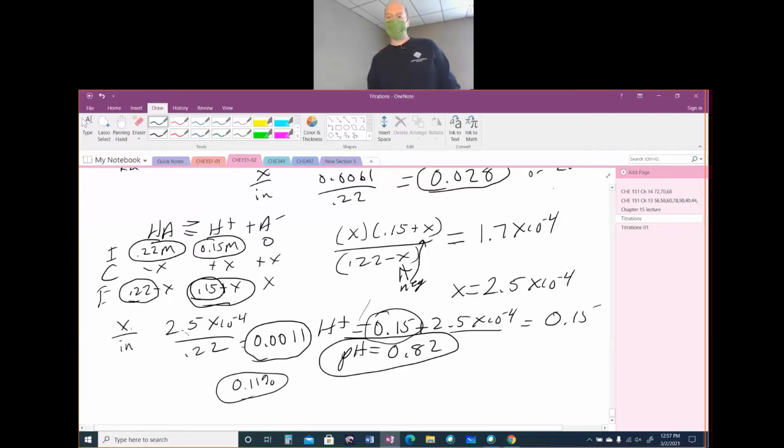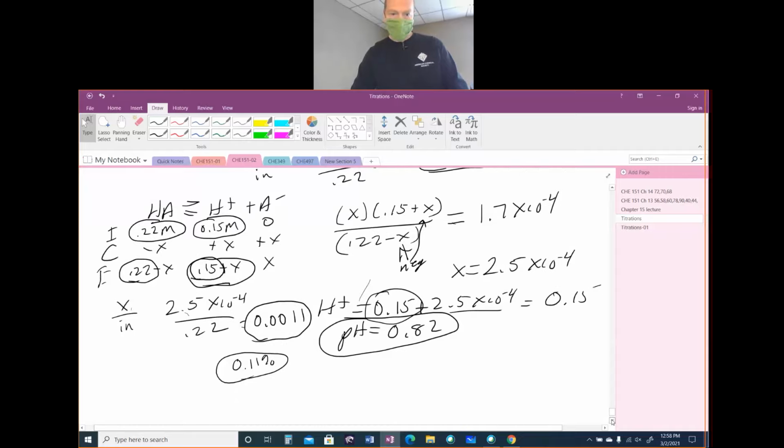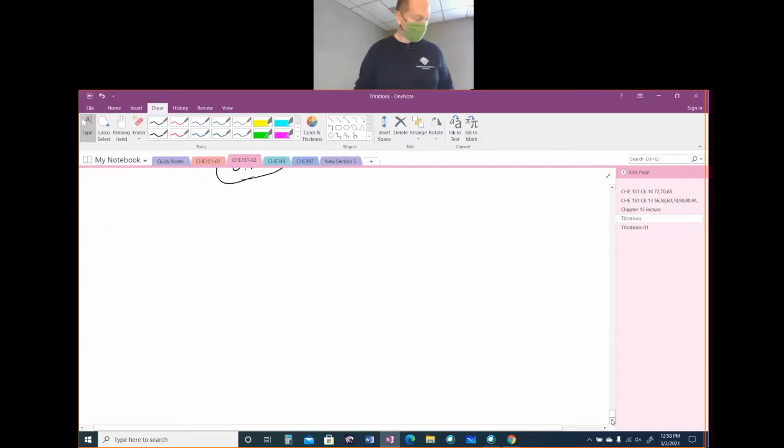So it went from 2.8% to 0.11% because we added a product. When you add a product, Le Chatelier's principle, you shift the equilibrium to the left. So that means less is going to come to the right. Can't have a zero, so some is going to come to the right, but less is going to come to the right because we added a product. All right, so that was number 72.